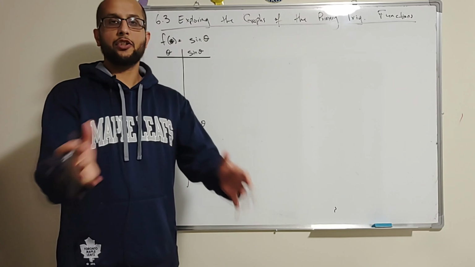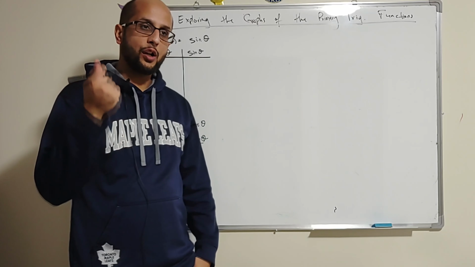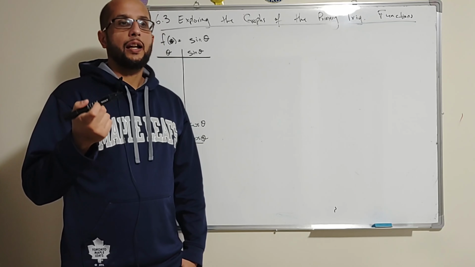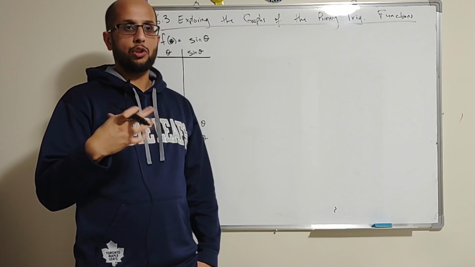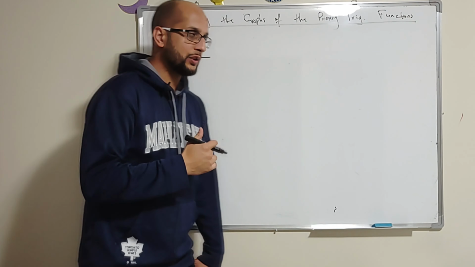Okay, so the next section is 6.3. We're going to look at just a reintroduction of the graphs of the primary trigonometric functions, sine, cosine, and tan, and look at how they would be made, or what the key points would be, using radians. This will be a quick lesson, so let's do this.